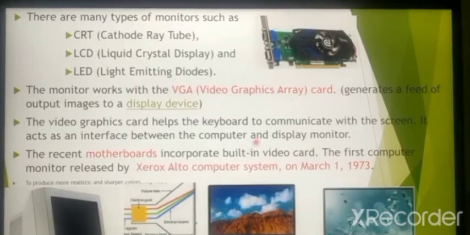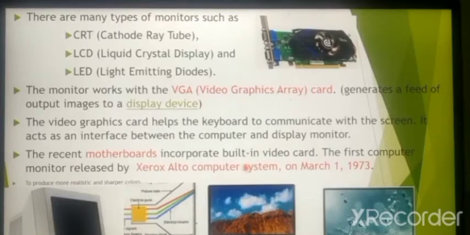These 3 monitors work with the help of a VGA card. What is that VGA card? Video Graphics Array card. This VGA card is used to feed output information to the display device. With the help of the VGA card only, it can feed the output information from the computer to the monitor. So the VGA card acts as an interface between the computer and the display monitor. This is the image of a video card.